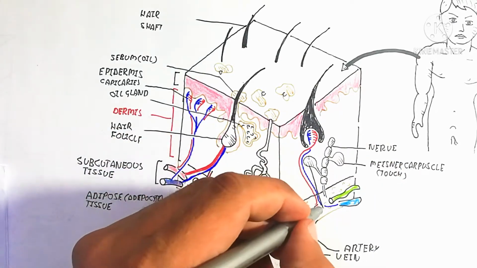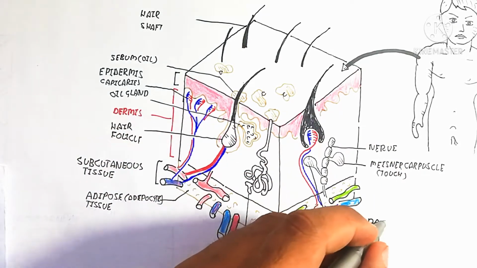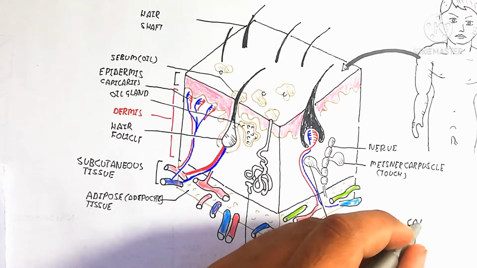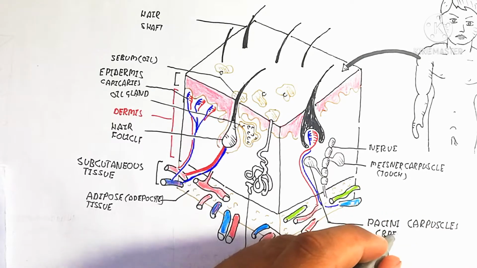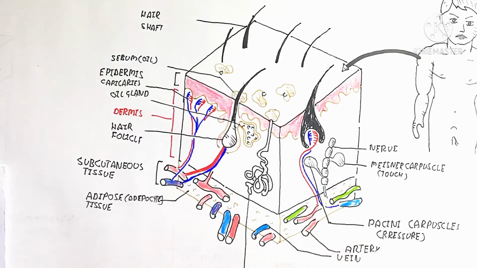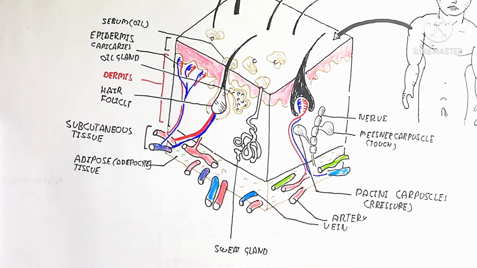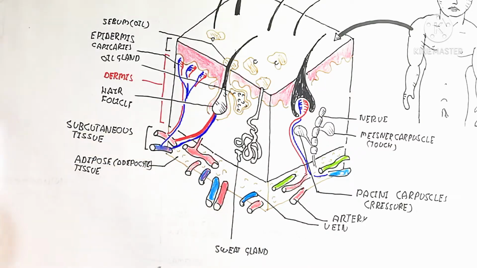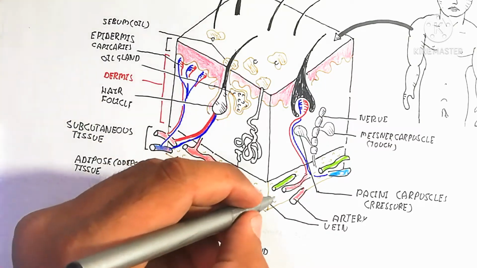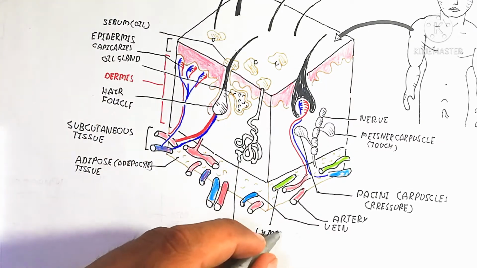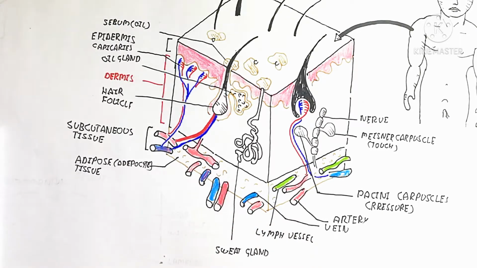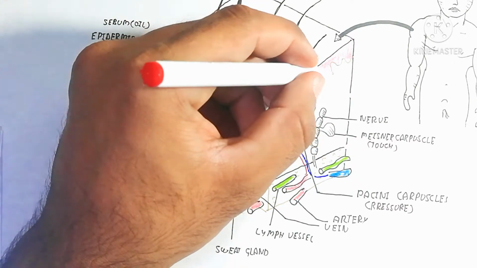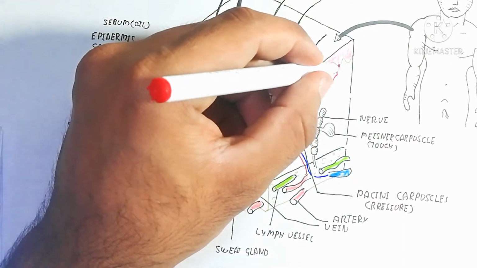The adipocyte has the special characteristic of storing fat. It is important to note the nerves that arise from the adipose tissue. Here are the Pacini corpuscles, which are used to sense the pressure on the skin. Here is a Meissner corpuscle, which is used for touch. And here is a nerve.